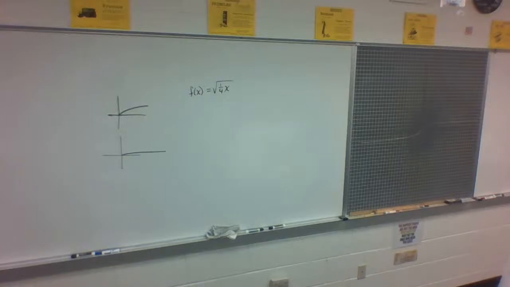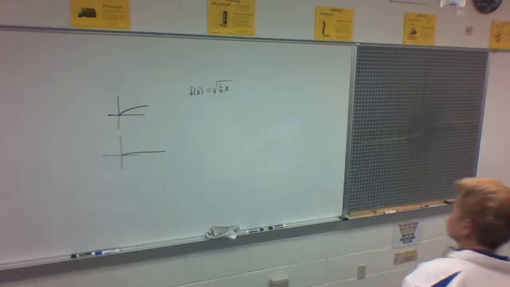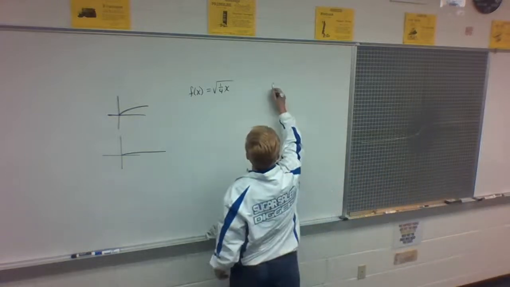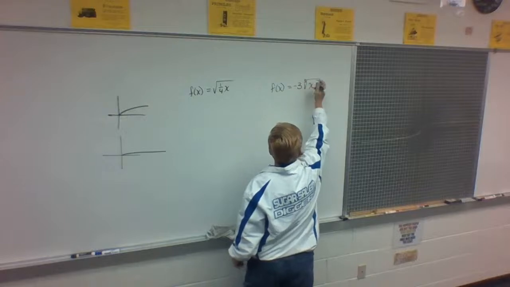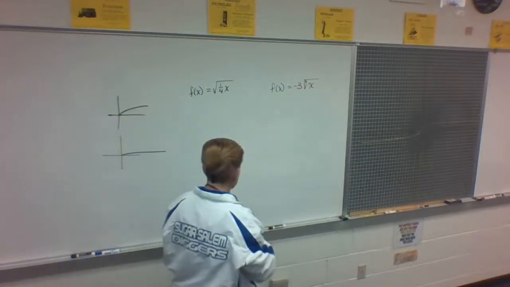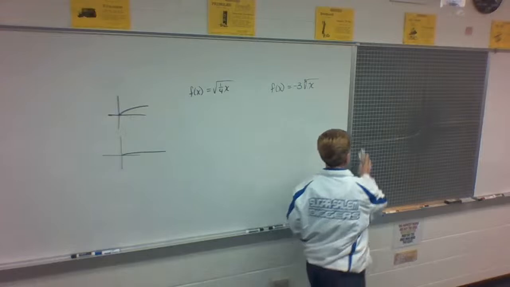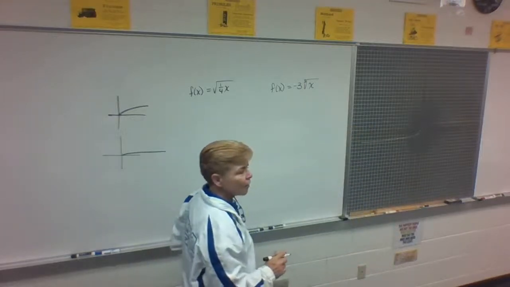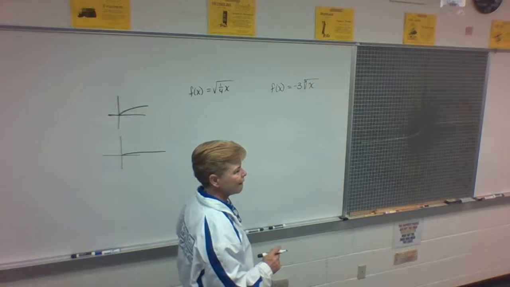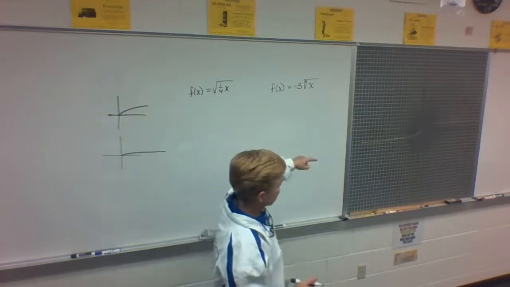Okay, the next one, part B, says to graph -3 times the cube root of x. What transformations are we going to have of the parent on this? Reflection and a vertical stretch. Vertical stretch of 3. This is what the original looks like.